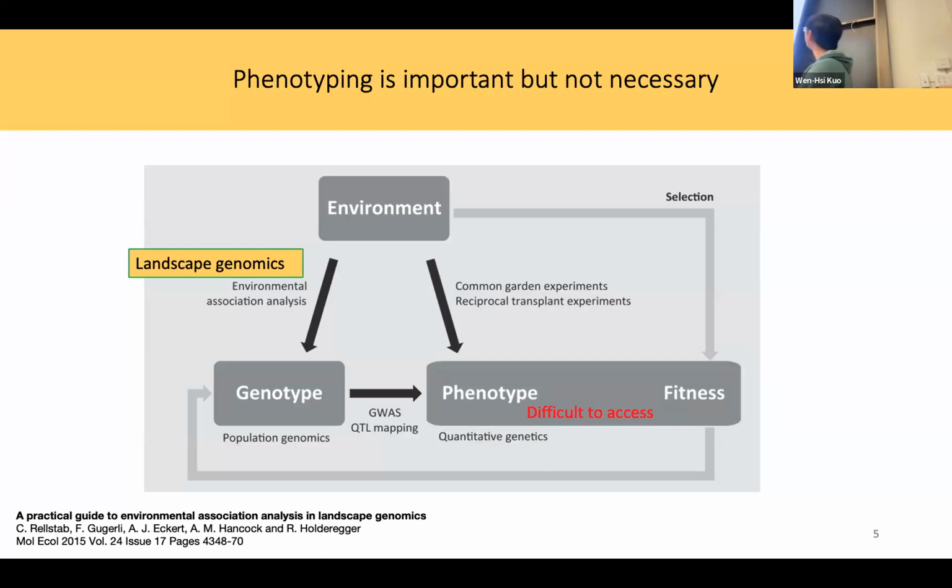In this triangle, there are environment, phenotype, and genotype. To investigate the relationship between environment and phenotype, there is the reciprocal common garden experiment. To investigate the relationship between genotype and phenotype, there is GWAS or QTL mapping. And for the relationship between environment and genotype, this is a relatively new approach. What I am doing in this study is called landscape genomics.